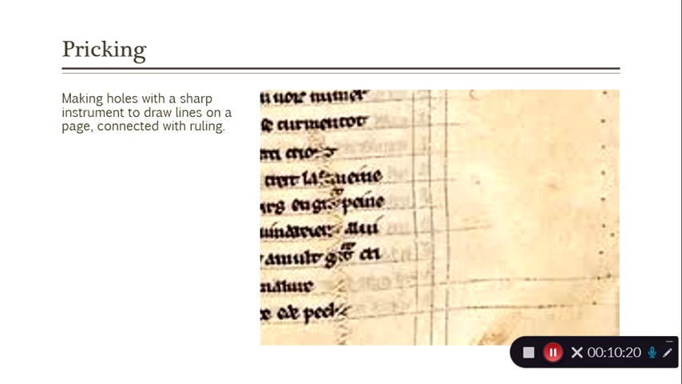Provenance refers to the whole history of a manuscript's ownership using various pieces of evidence.